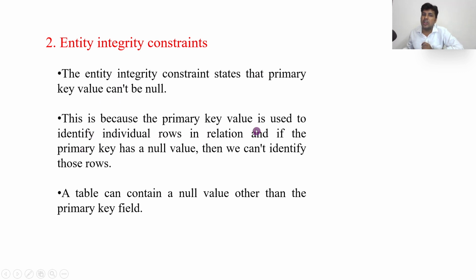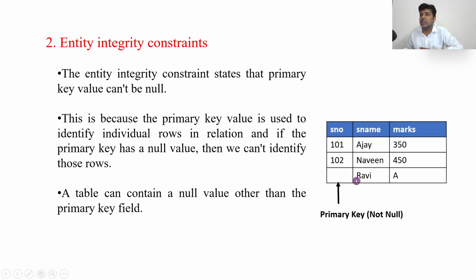Okay, so this is because the primary key value is used to identify rows. See, my whole data is identified with the primary key. So if the primary key is null, what happens? Waste, right? So a table cannot contain a null value in the primary key field. For example, serial number is a primary key, so it should not be null. If marks are null, then it accepts. If student name is empty, then it will accept, but it will not accept a null value if it is a primary key.